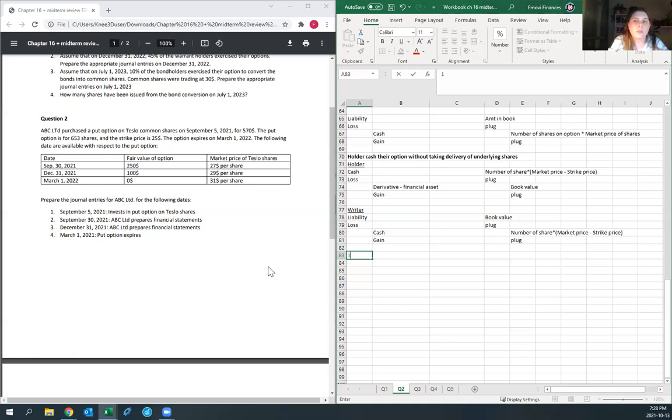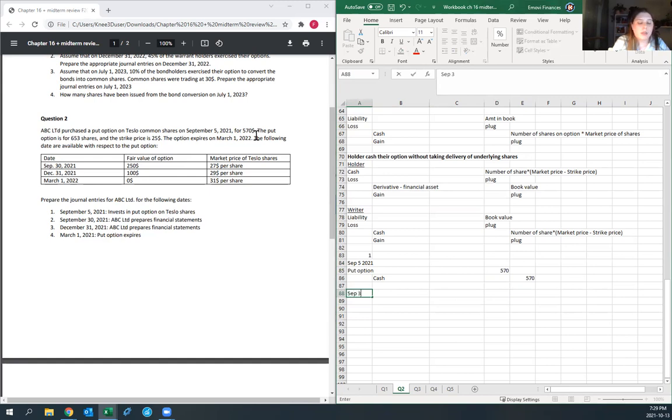For the first one, it's on September 5th, 2021. Invest in put options on Tesla shares. So it's going to be your put option and cash. How much did ABC Limited pay? On September 5th, they paid $570. So that's what you book, and that's it.